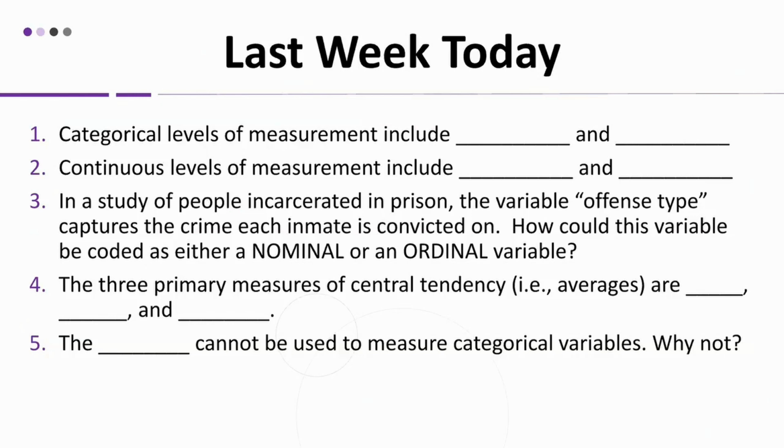The blank cannot be used to measure categorical variables. So out of those 3, the answer would be the mean. We need to have a numeric value, it needs to be continuous, quantitative. We need to have a numeric value in order to determine the mean, which is the arithmetic average. We do not get that with categorical variables.